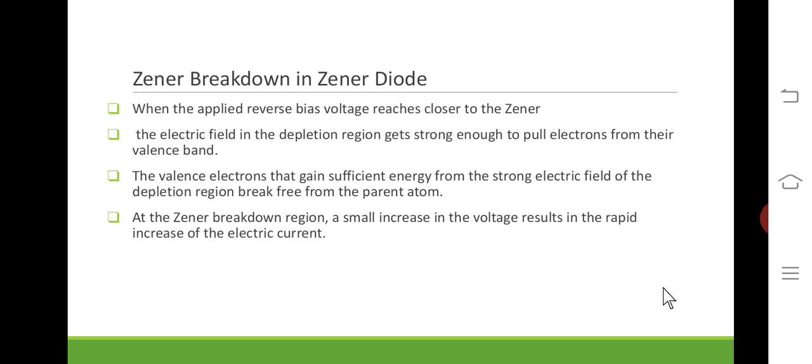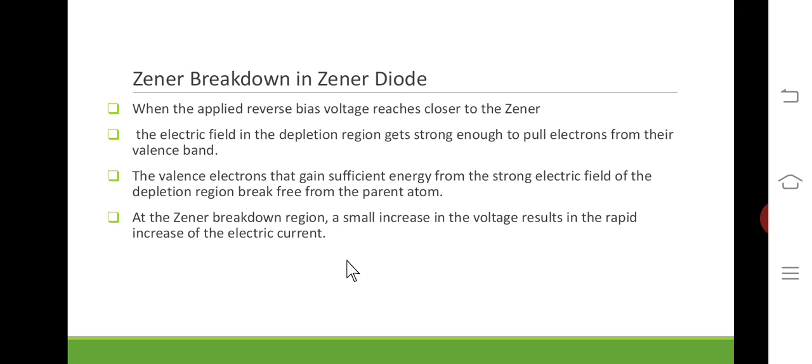Here you see, when the applied reverse bias voltage reaches closer to the Zener voltage, the electric field in the depletion layer gets strong enough to pull the electrons from their valence band. The valence electrons that gain sufficient energy from the strong electric field of the depletion region break free from the parent atom. In the Zener breakdown region, a small increase in the voltage results in a rapid increase in the electric current.